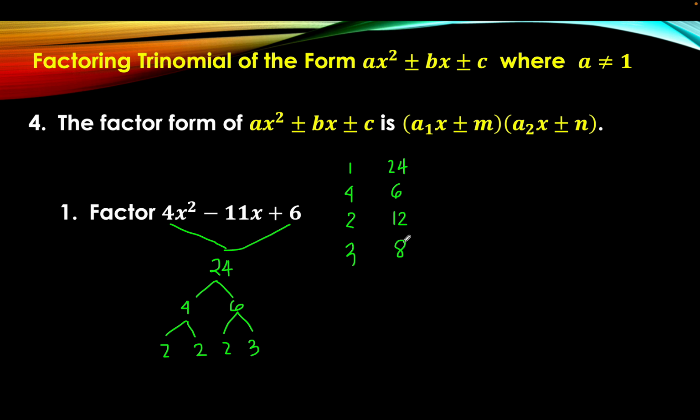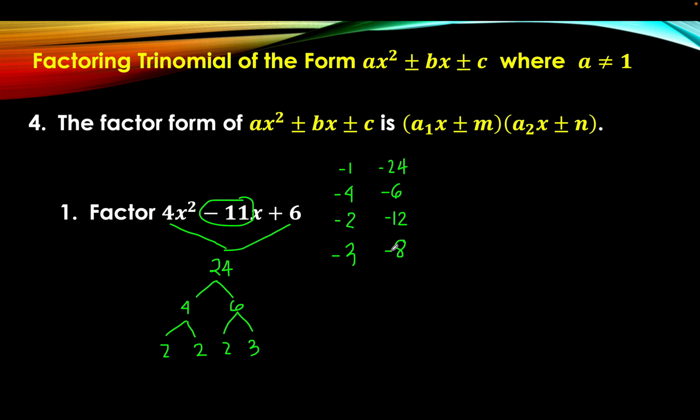But before that, let's recall that 24 is positive here from positive 4 times positive 6. So we have positive 24. And the middle term is negative 11. Okay? This tells us that both numbers are negative. So out of these pairs, let's see which of the following pairs will have a sum of negative 11 when added.